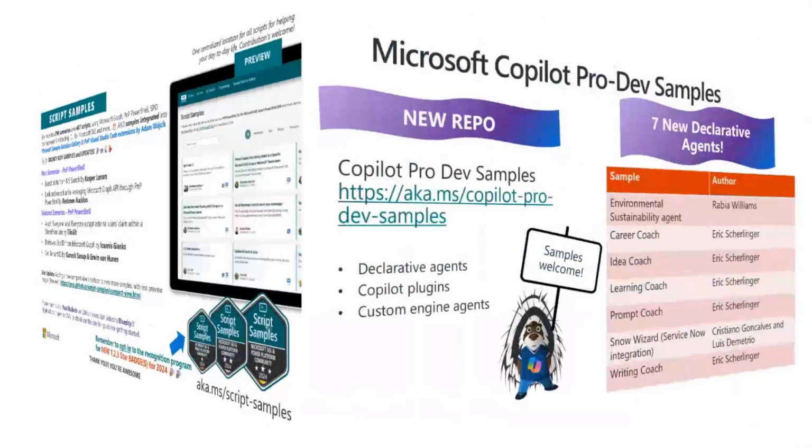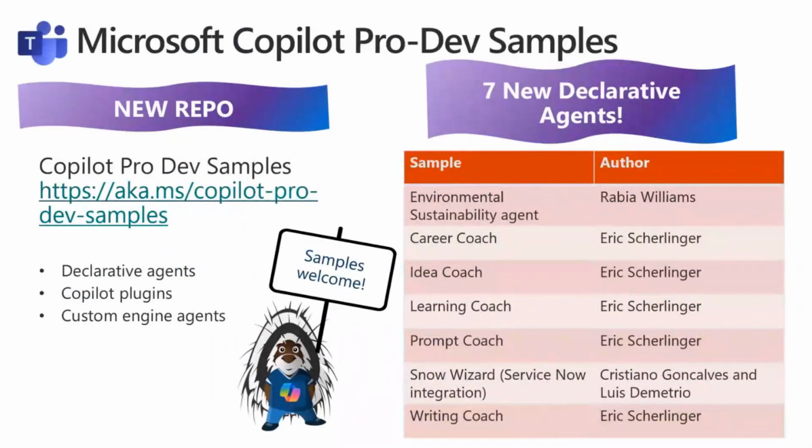And Bob is also busy with Ignite, but just wanted to remind everybody that our Copilot Pro Dev samples are available. We talked about some of these seven new declarative agents. If you haven't checked them out, please do. They are very, very cool, and they are open for business, if you will, on new samples. So if you're working on it and figure something out that you want to share, definitely reach out to Bob and let him know as well. Again, super welcoming, very easy to collaborate with and get your samples in there.